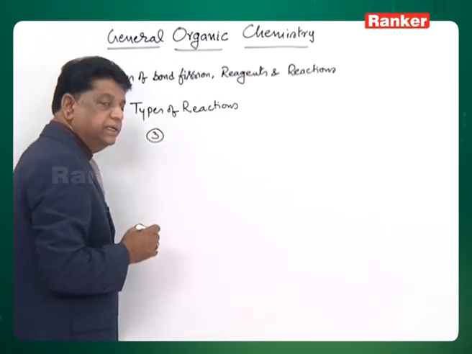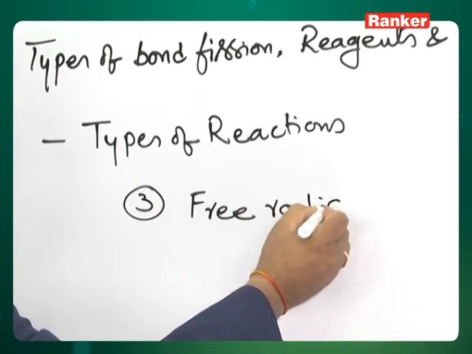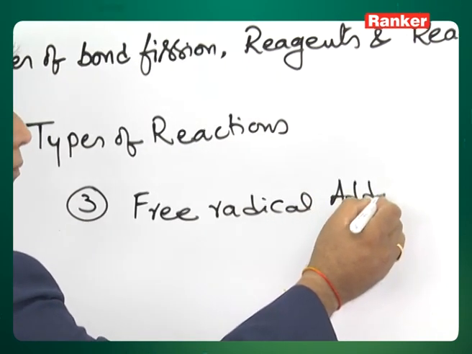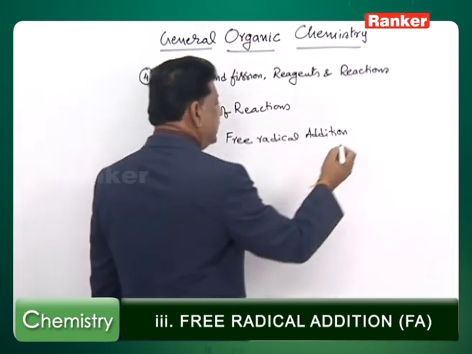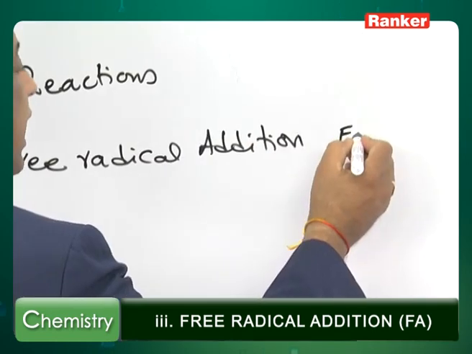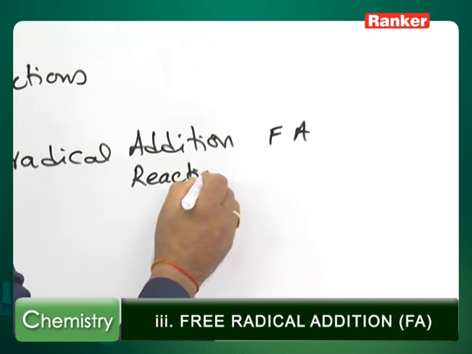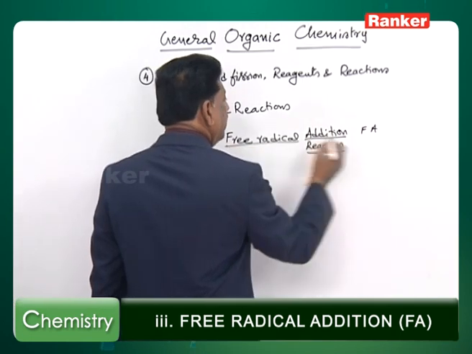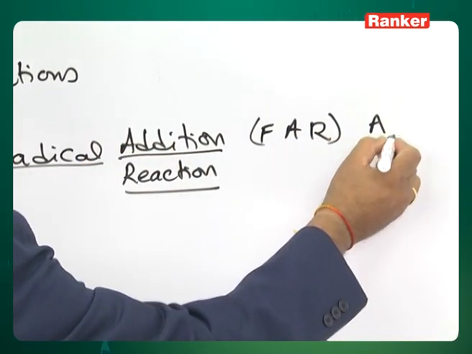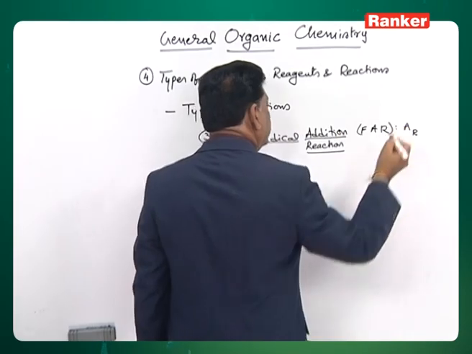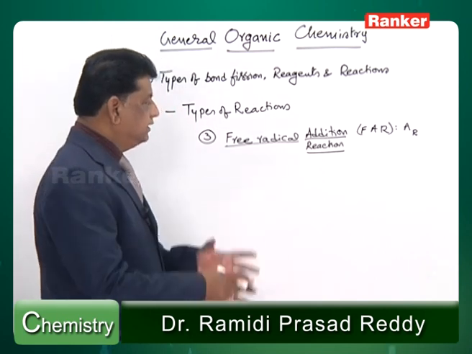The third type of addition reaction is free radical addition, or radical addition reaction. You can say free radical addition reaction, or FAR reaction. Here we use R instead of F, the AR type of reaction. That is, a radical is attacking as a first step in the reaction.